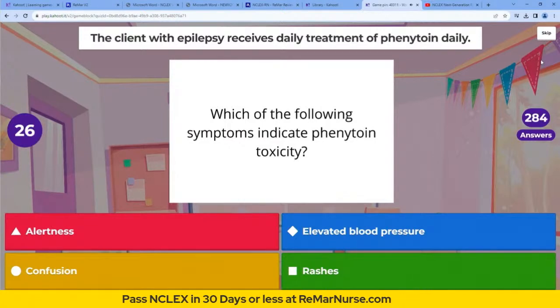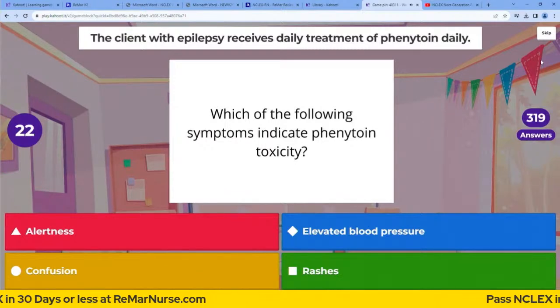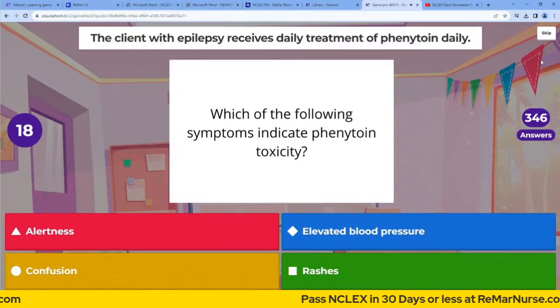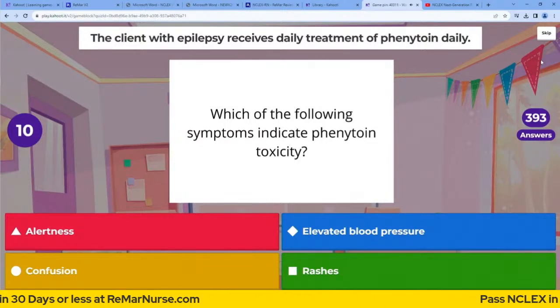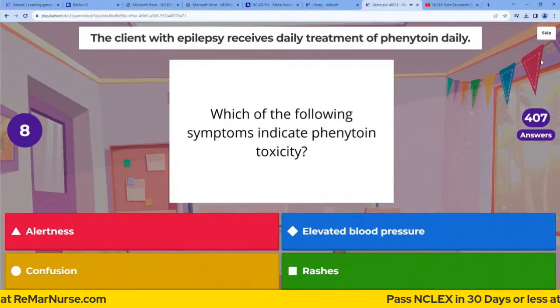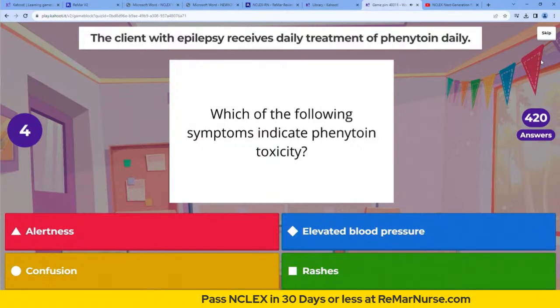So phenytoin can build up in your system, okay? And it can become toxic in the body. With all that being said, what is going to be your priority here? What signs are we looking for?